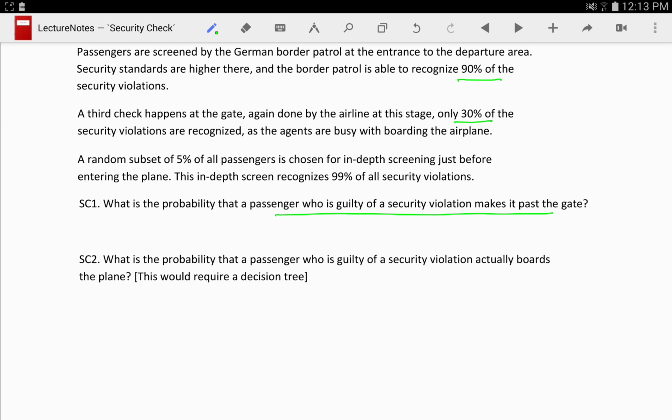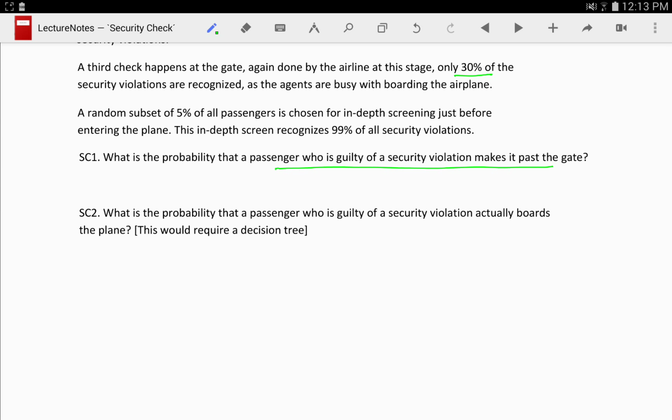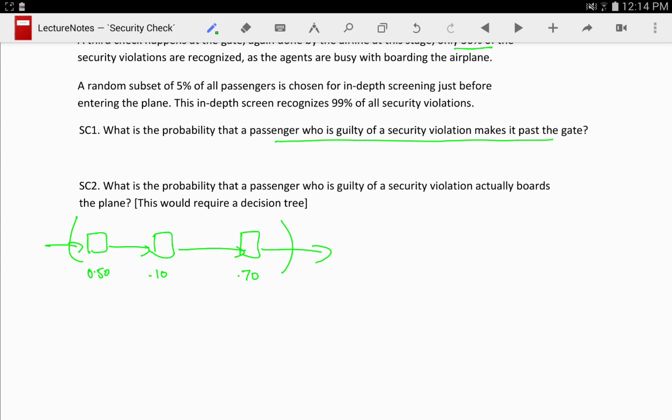So here, it's easy to think of it from the perspective of the guy who is guilty of the security violation. For him to come out undetected, he has to do it right. That is, he should not get detected in any of the 3 steps. So there are 3 steps, and we are asking for the yield of this process. From his perspective, the yield in this step is 50%. The yield in this step, that is, he doesn't get detected, is 10%. The yield is 70% in this step. The question is, what is the probability he goes undetected?